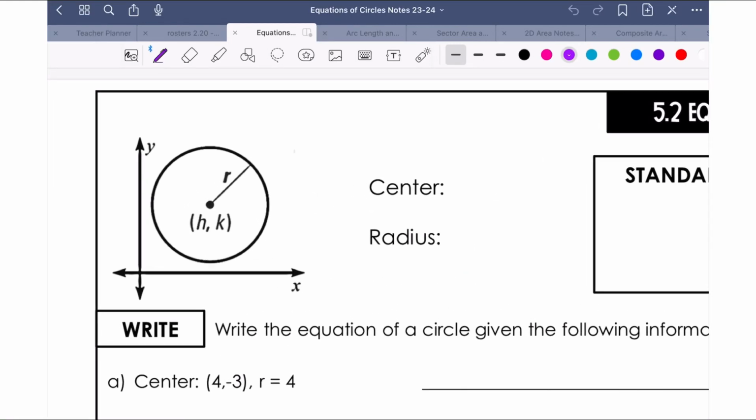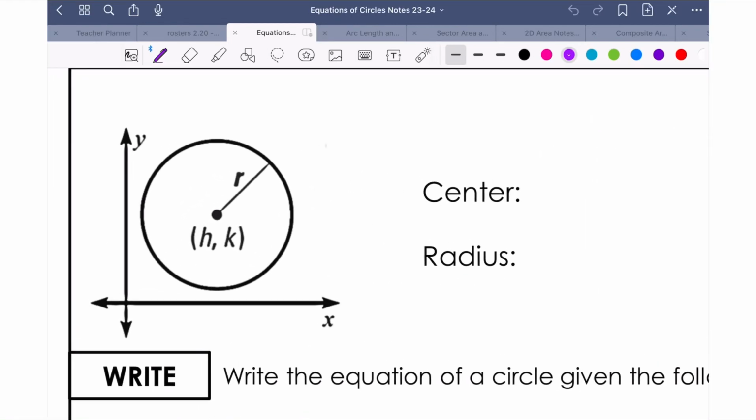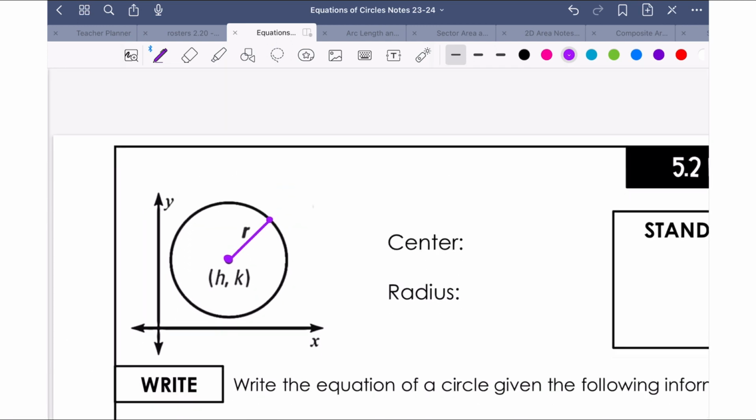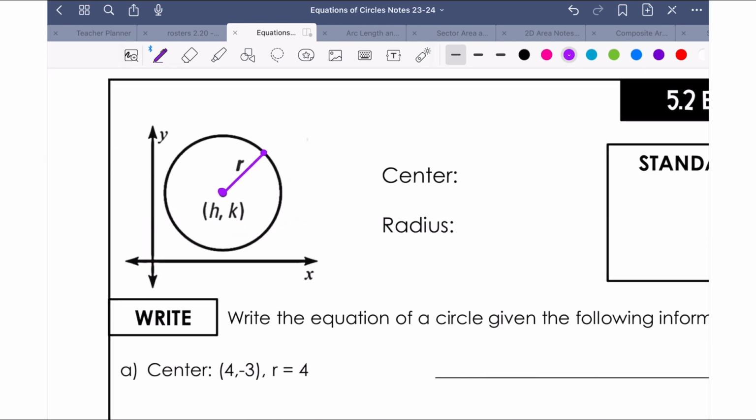Starting with what it looks like. Here's a circle, okay? My radius goes from the center to the edge of the circle. And remember, your radius is half of the diameter. That's the first thing we need to remember for today's note. So we've talked about that before. So let's just write it down.